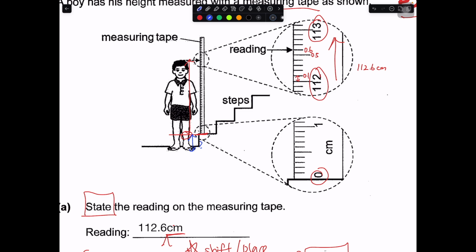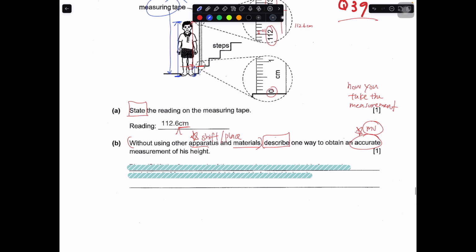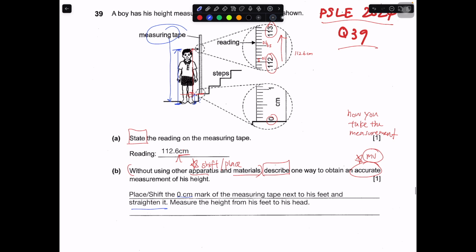So you should probably take the measuring tape and shift it down all the way to next to his feet, and then you measure all the way to his head over here. This should be how the measurement of his height should be taken. So in this way, I'll write it here: place or shift the 0 cm mark of the measuring tape next to his feet and straighten it. Usually the measuring tape is quite flimsy, so you have to straighten it so you can get an accurate measurement.